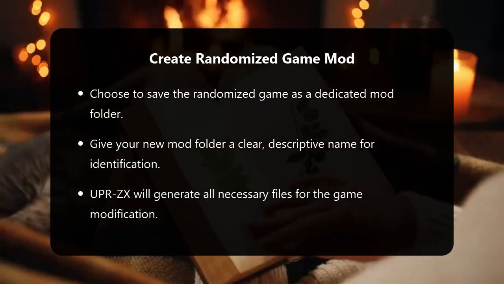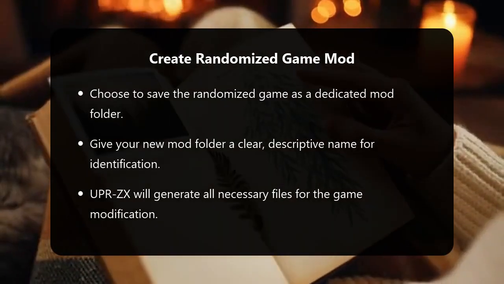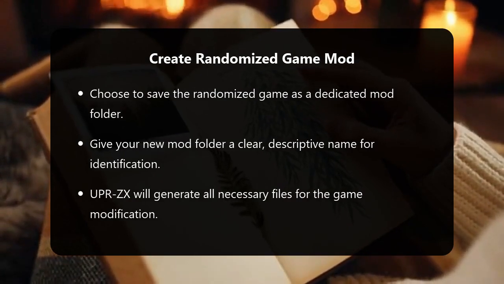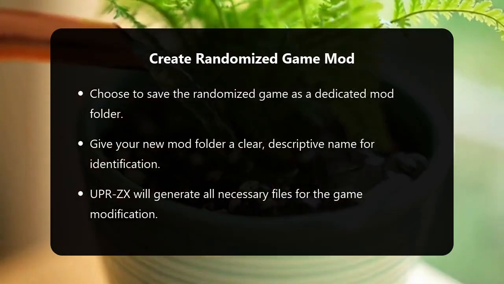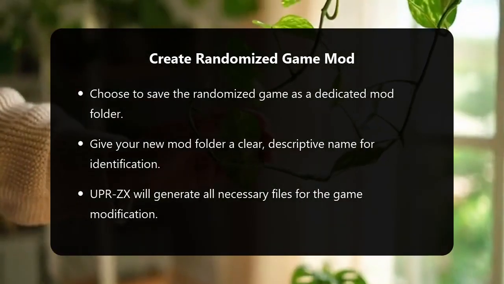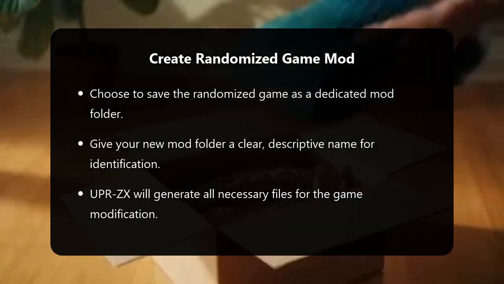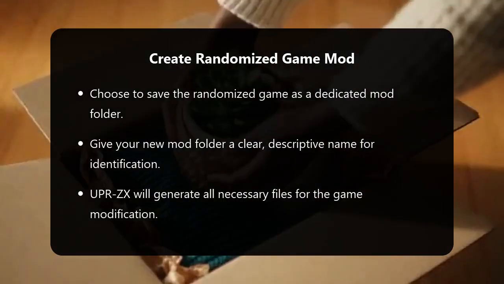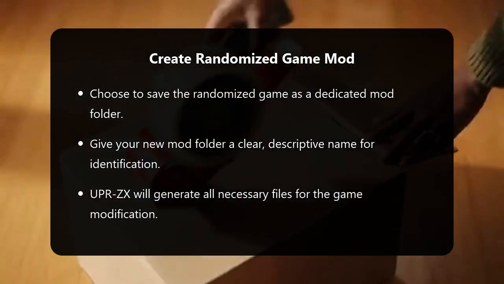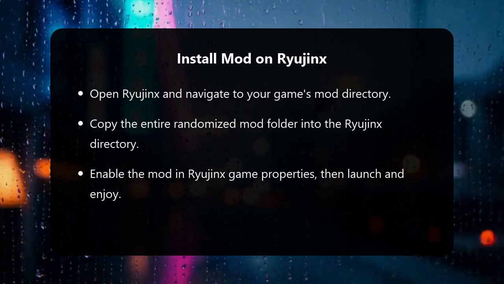Take your time to explore these settings, and check the boxes for every element you wish to randomize, experimenting with different levels of chaos. After meticulously selecting your desired randomization parameters, locate the Save or Export option within UPR-ZX, typically found under a File menu, and choose to save the randomized game as a mod folder, giving it a descriptive name like Sword Randomized V1, and selecting an output directory. UPR-ZX will then generate a new folder containing all the necessary files to apply your randomization as a mod.